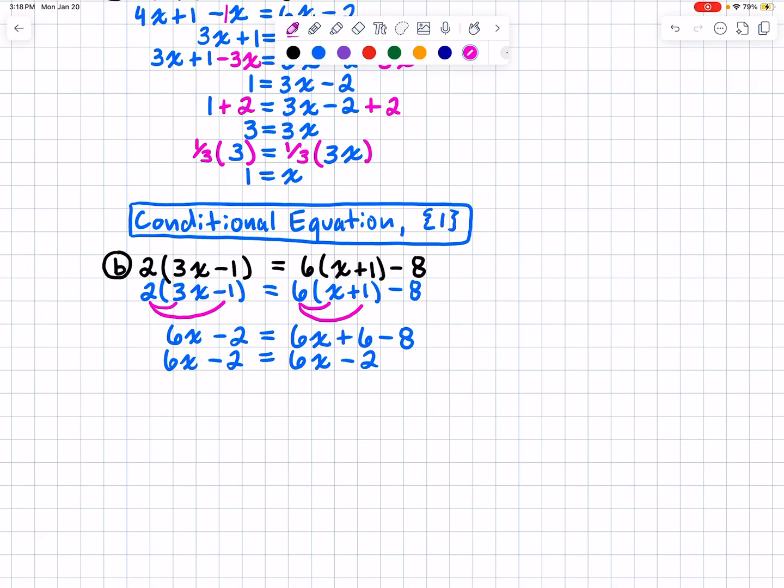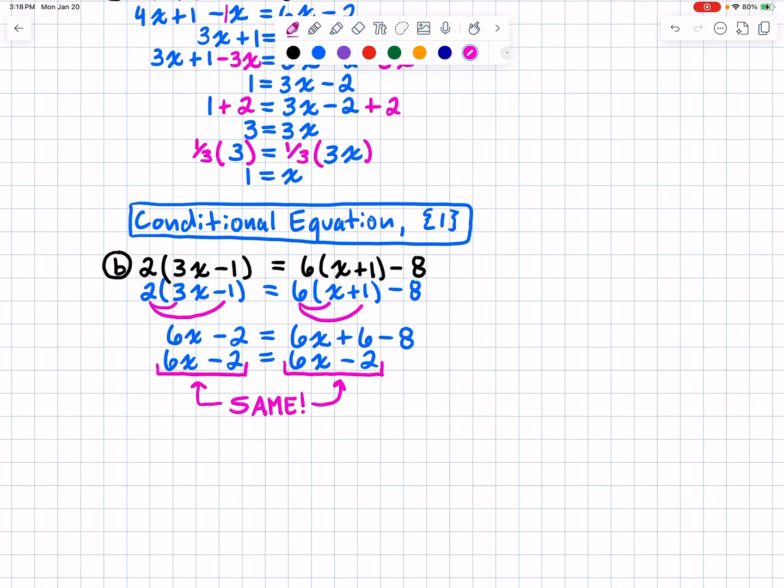Now, we can notice that these here are the same. And that's important here. Them being the same means that if we were to try to solve for x and get all of our x's onto one side, we would end up getting negative 2 equals negative 2. So try it yourself. Try subtracting 6x from both sides. You'll get negative 2 equals negative 2.